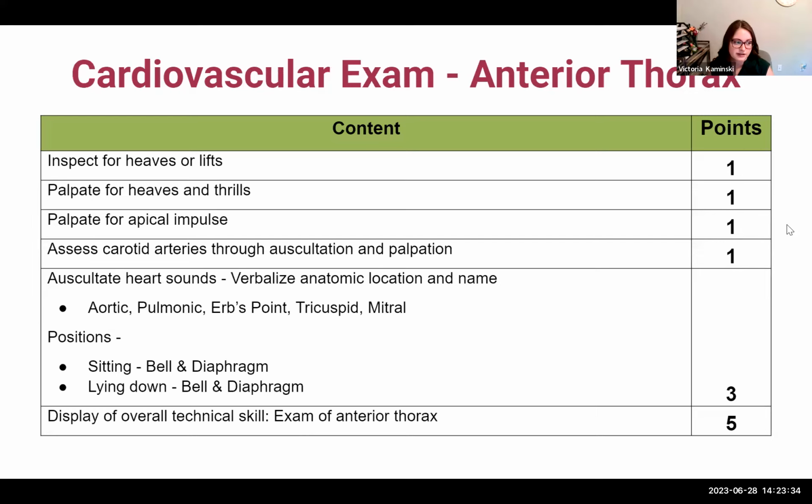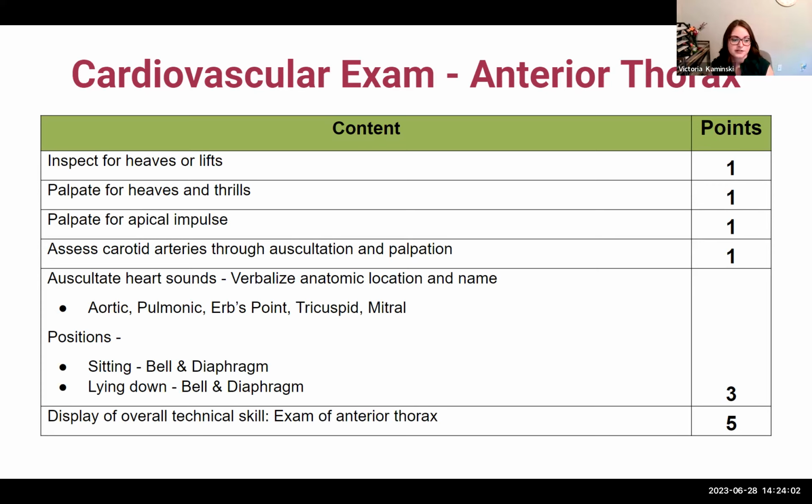Now we're into cardiovascular, anterior chest. You're going to inspect the patient's chest for heaves and lifts. You're going to palpate for any heaves or thrills on the chest, and you should be palpating in all areas. Then you're going to palpate for the apical impulse, and that's going to be at the 5th intercostal space, midclavicular line. You're going to assess the carotid arteries through auscultation as well as palpation, doing those one at a time, individually, so you're not causing any occlusion.